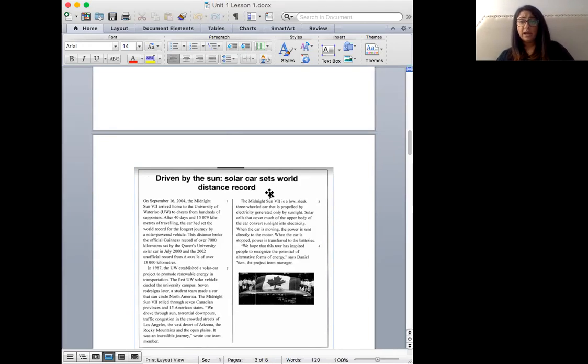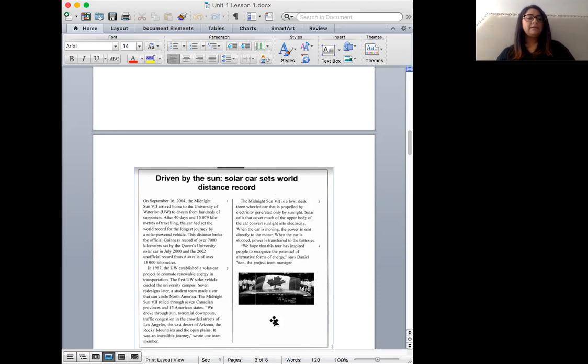Now, some texts also have subheadings. So if there is a subheading, that might give us something a little bit more specific to know about the solar vehicle or about the world distance record. And usually it is right under the heading itself. The last thing we're going to take a look at in the first category is the picture. Now, when you look at the picture over here, you see a group of people with a Canadian flag. And that becomes important because when we're looking at the world distance record, we can already guess that it is Canada that has won the world distance record just by looking at the picture.